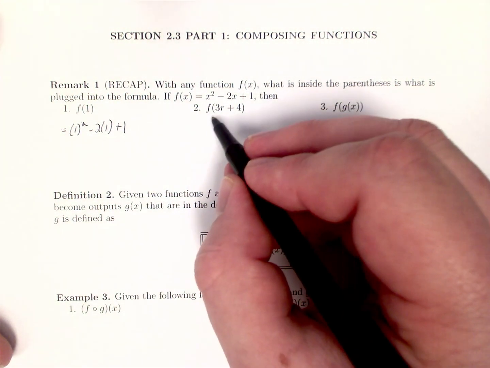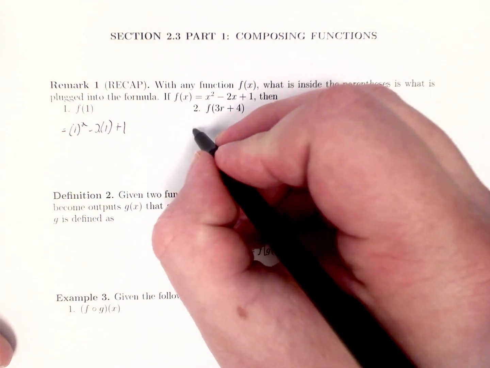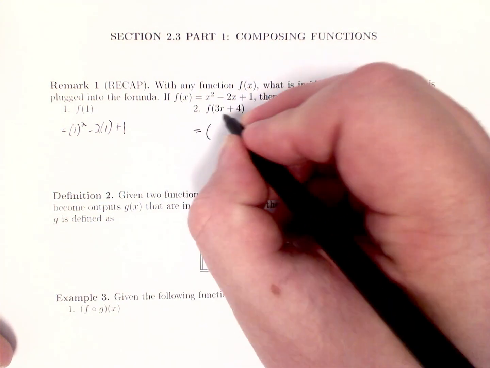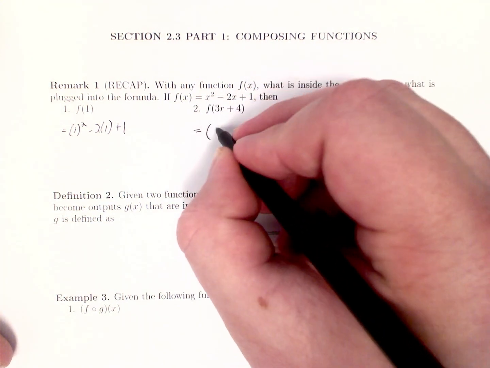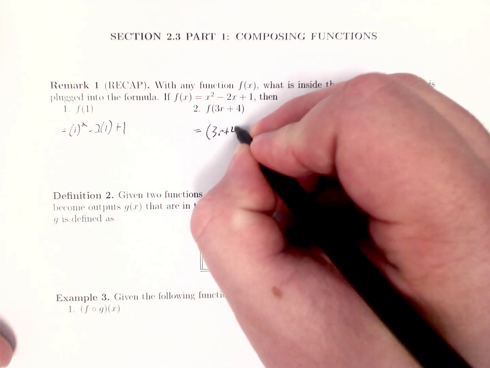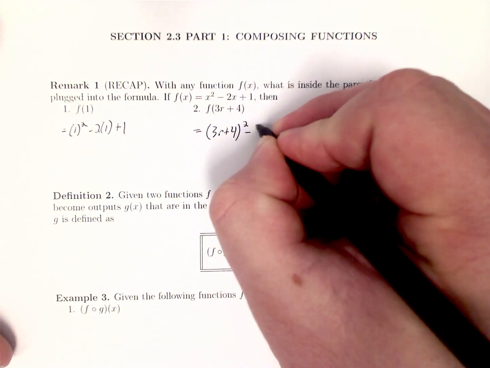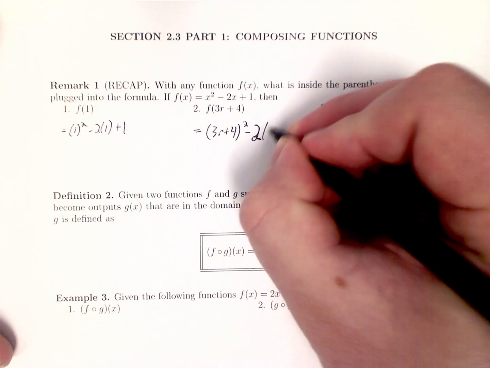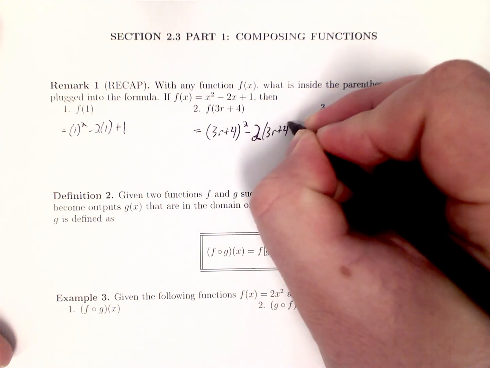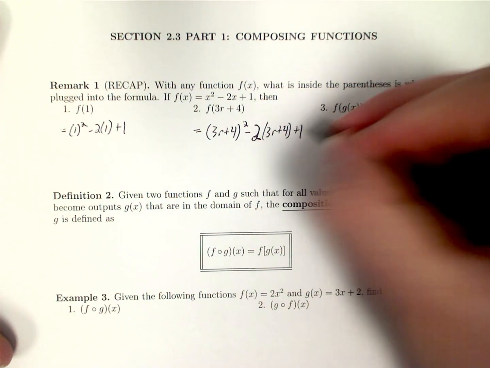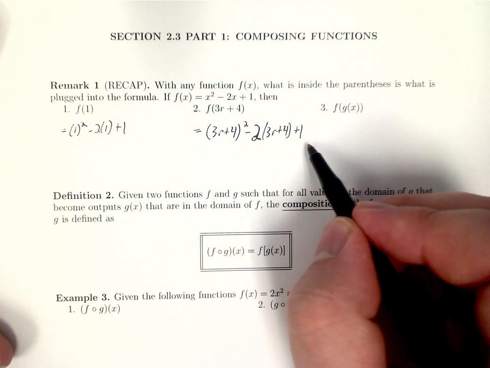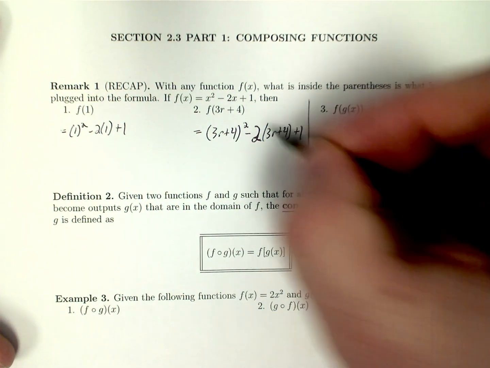So if we saw f of 3r plus 4, what would we do? Well, we would take 3r plus 4 and we'd plug it in for x, so 3r plus 4 squared minus 2 times 3r plus 4 plus 1. Again, we're not going to simplify, we're just proving a point here.